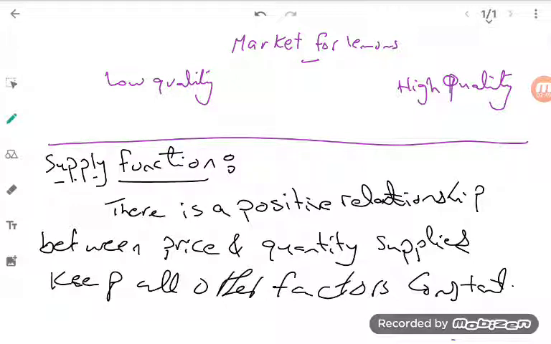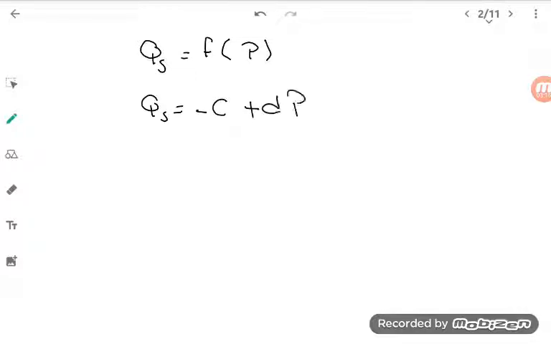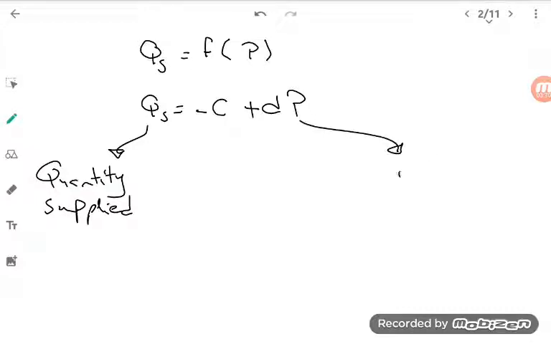This function can be illustrated using a mathematical form, where QS, which is quantity supplied, is a function of, or depends on, price. It can be written as QS equals negative C plus dP, where QS is the quantity supplied of a product, which is the number of units that you are going to supply at each price level. P stands for price.